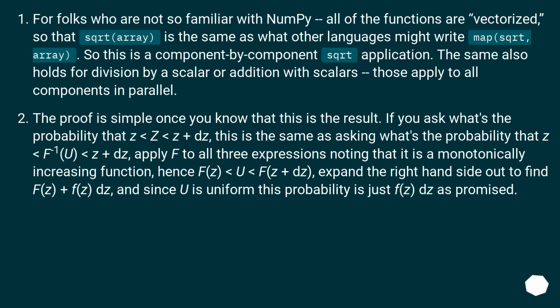The proof is simple once you know that this is the result. If you ask what's the probability that z is lower than f inverse of u, is lower than z plus dz, this is the same as asking what's the probability that z is lower than f^-1(u) is lower than z plus dz. Apply f to all three expressions, noting that it is a monotonically increasing function. Hence f(z) is lower than u is lower than f(z plus dz). Expand the right hand side out to find f(z) plus f'(z) dz, and since u is uniform, this probability is just f'(z) dz as promised.